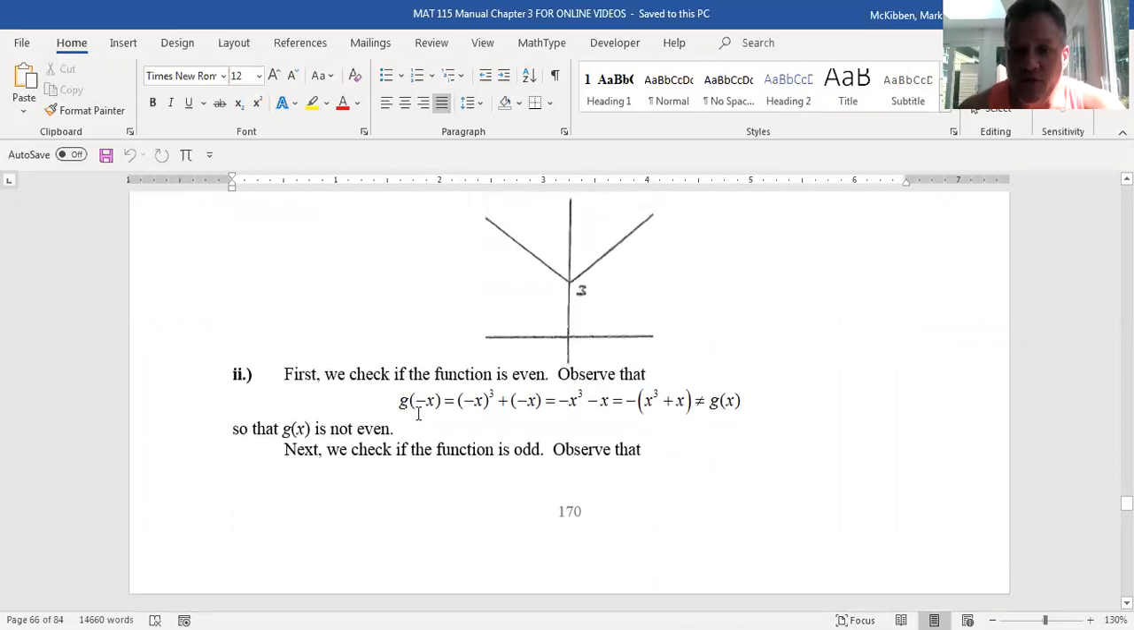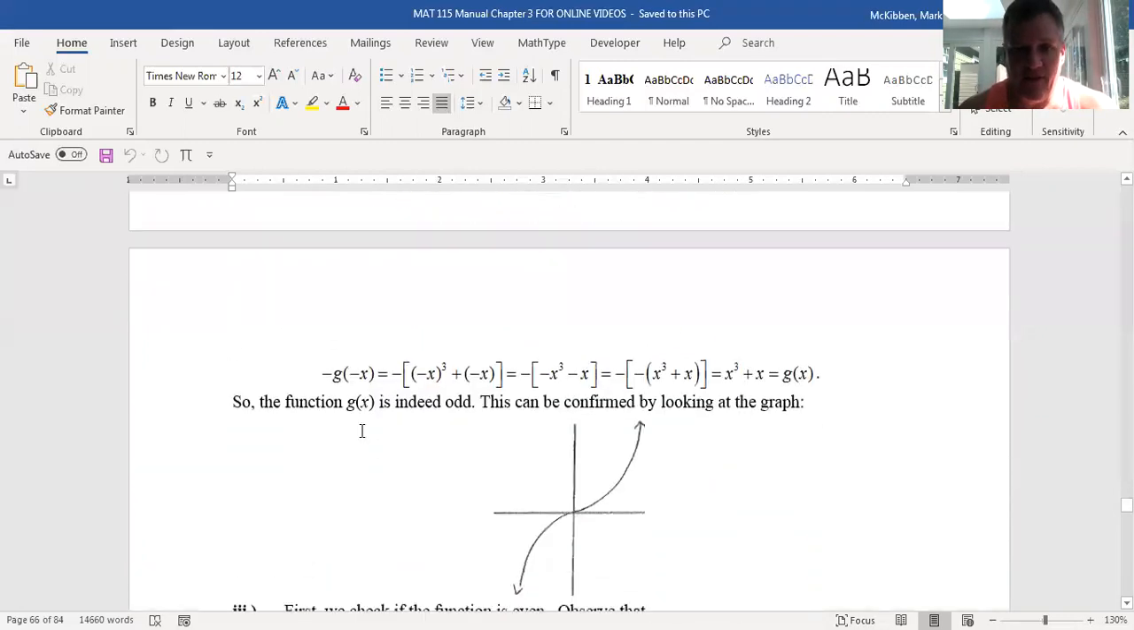So what that tells you is that g of minus x does not equal g of x, and so g is not even. However, it is odd because if I multiply this by negative 1, that negative goes away and I do get g of x, right? And so negative g of negative x does equal g of x, and so the function is odd. And if you graph it, in fact, what you'll get is something that looks like this.